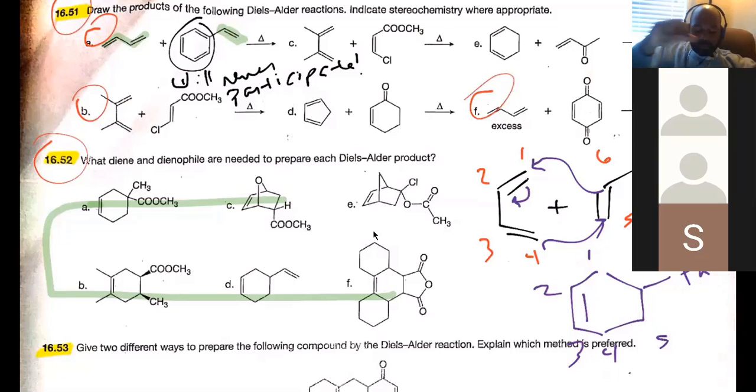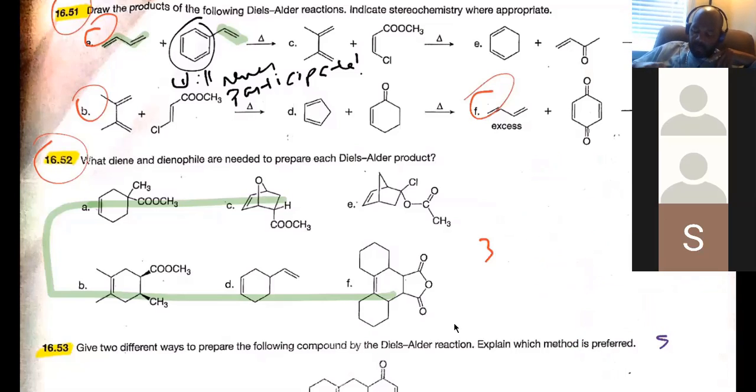All right. Let's look at, what did I say? Oh, I got the circle. B. Let's look at B. Any questions about A before we move on to B? No. All right. Let's do B. You can see the diene right here. And then you can see the dienophile right here.